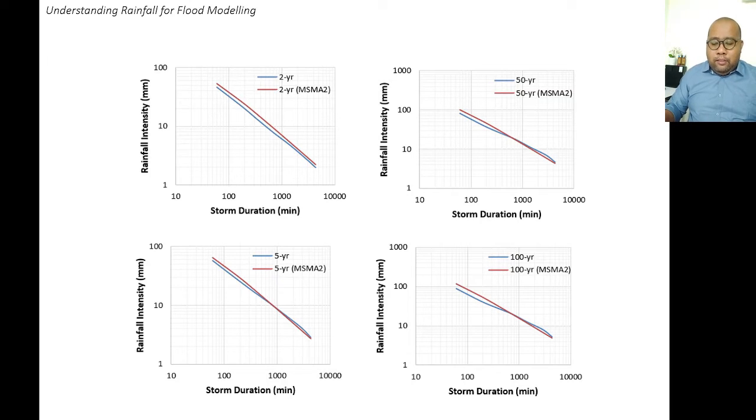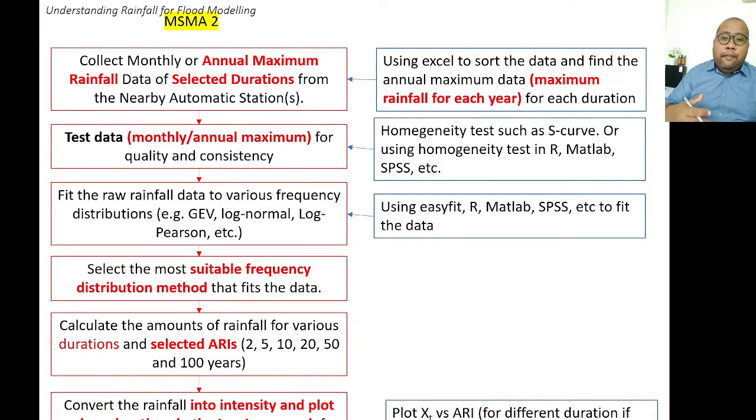So this is how it looks, and this is the step on how we derive our own IDF, or estimate our own rainfall intensity. The first step is to collect the monthly or annual maximum rainfall. The keyword here is the annual maximum rainfall data of selected durations from the nearby automatic stations. Most of the time you can take the rainfall data from the DID, Department of Irrigation and Drainage. Normally, if you do consultations, you need to pay. But if you are from the government sector doing research, the DID is quite generous and normally gives the data freely.